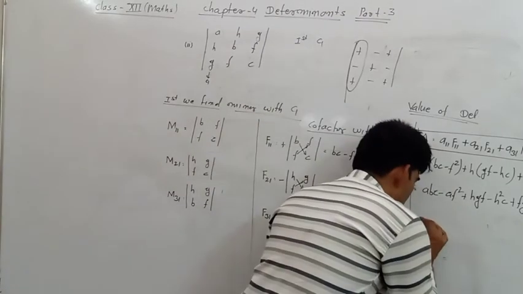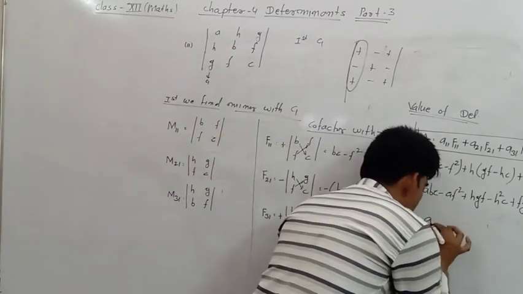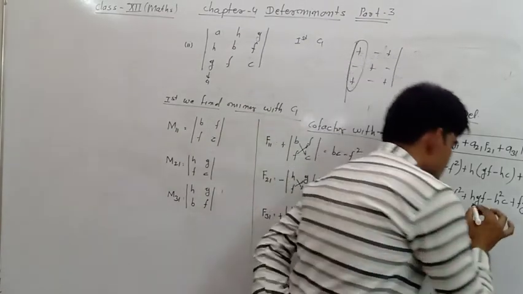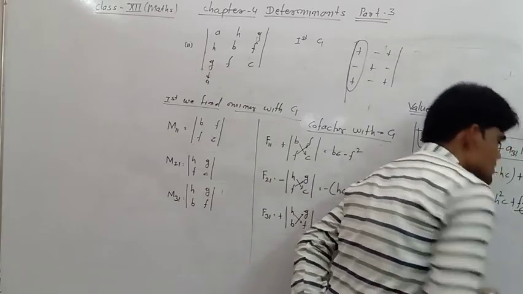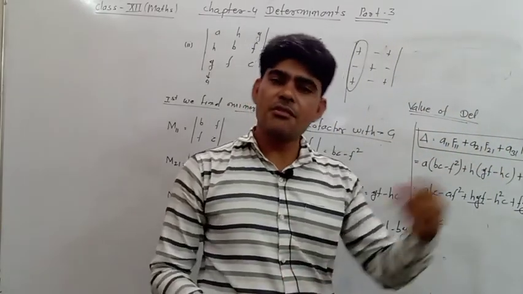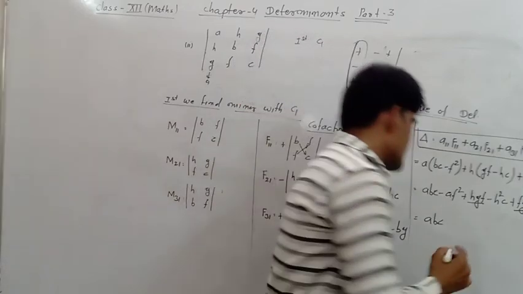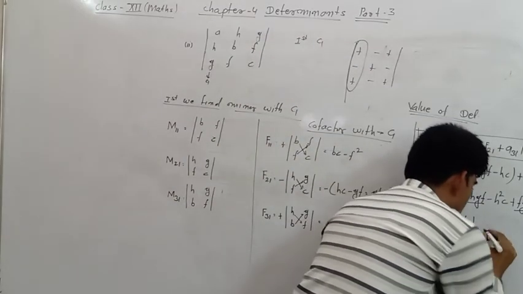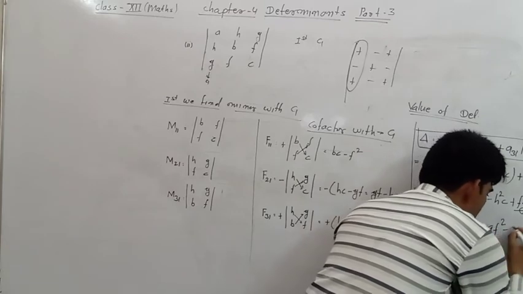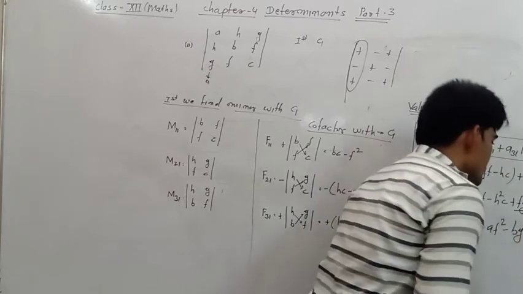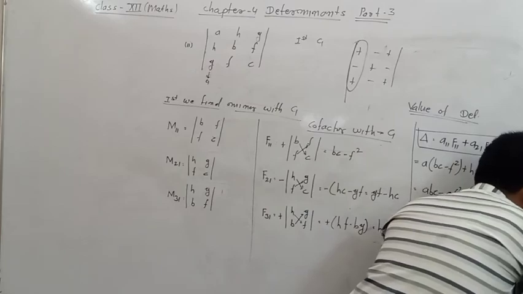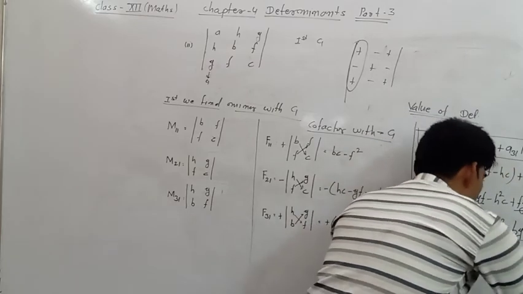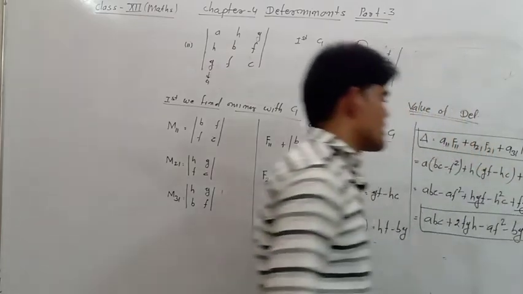Next, equal to ABC. This is FGH and this is FGH. There is a like term, so we add the like terms. We write plus 2FGH minus AF square minus BG square minus CH square. This is the value of the given determinant.